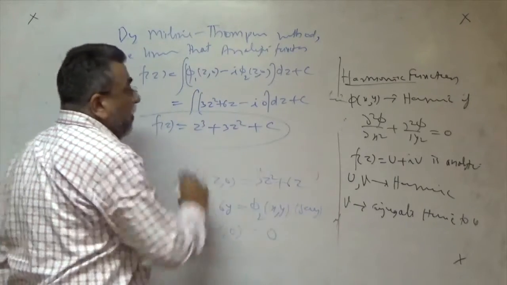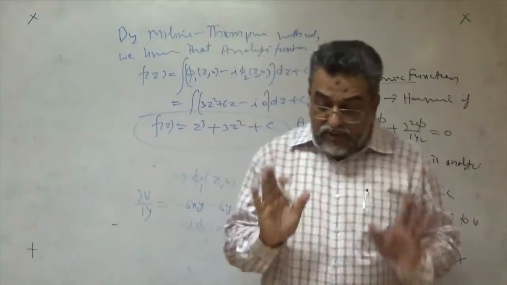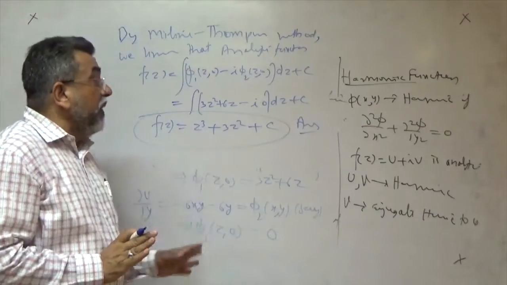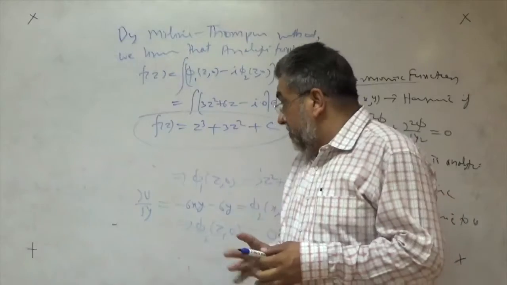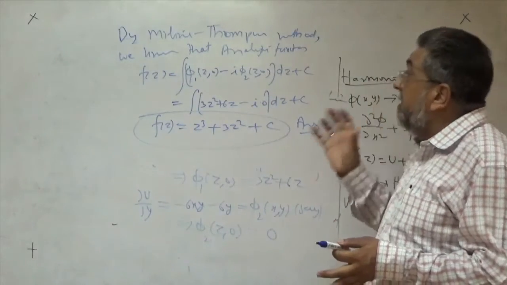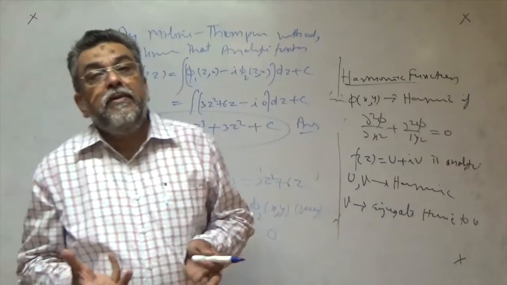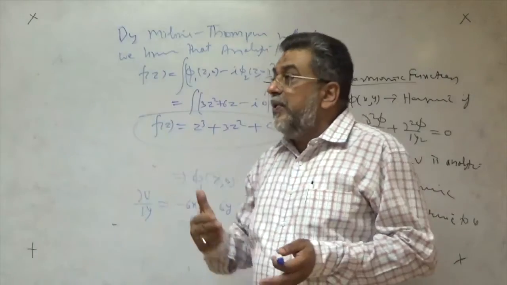This is your required analytic function, and this is the Milne-Thomson method. And that was the first case: when a real part is given, how you can construct the analytic function. I am repeating again. Here we have to construct the analytic function f(z) when its real part u is given. Then what was the process?